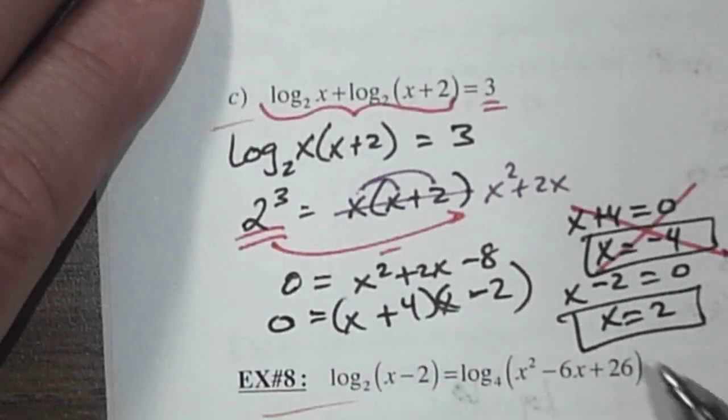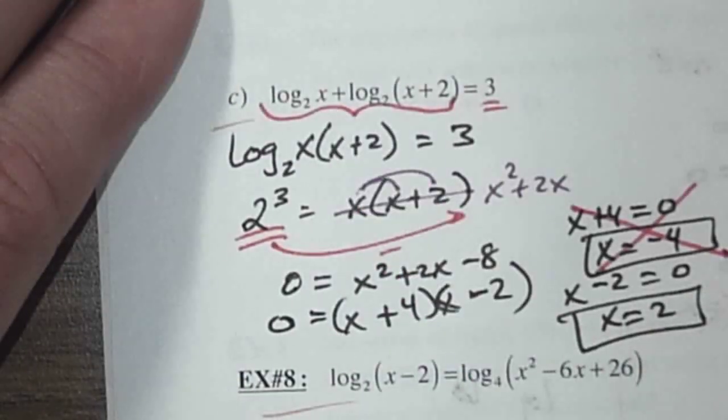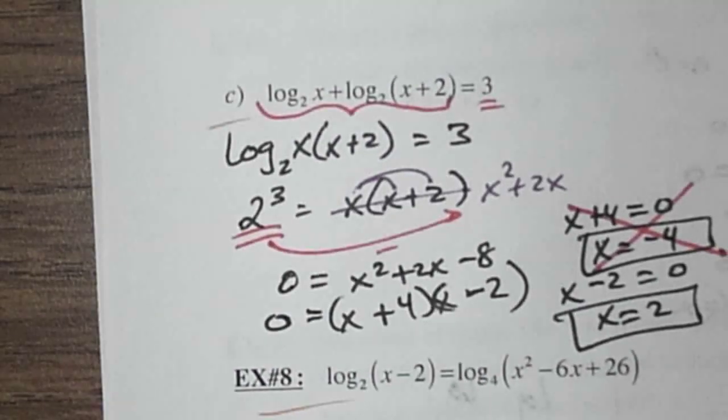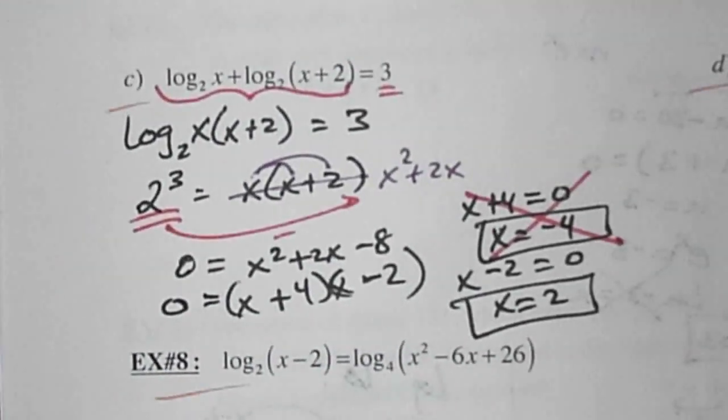And the negative 4 goes in the trash because I can't do the log of a negative. So x is 2.